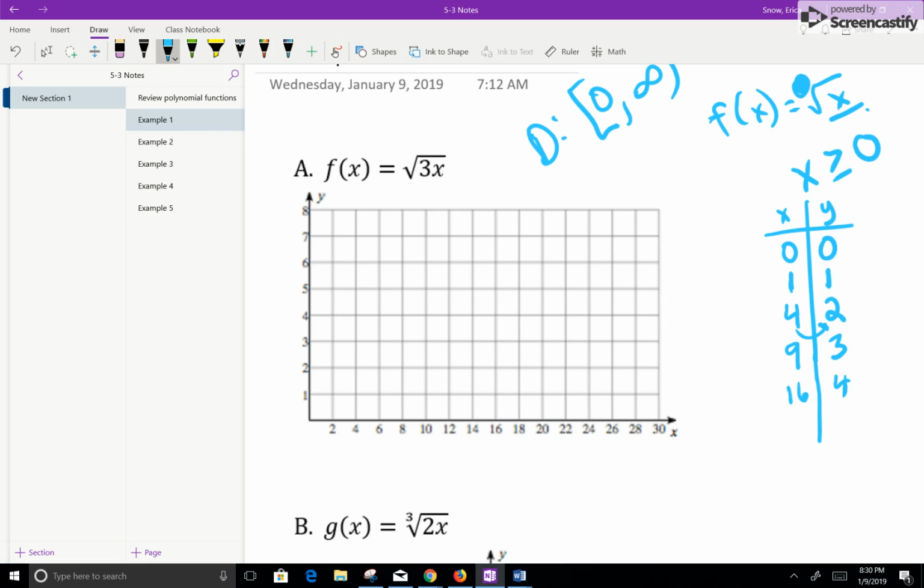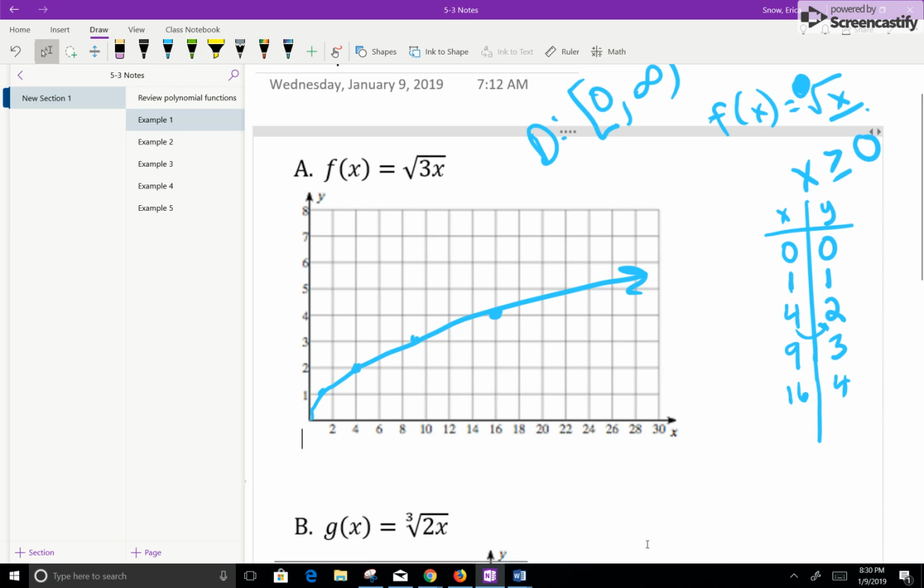So if I put this on my chart here, what you should notice is that it kind of looks like half a parabola on its side. And that is what it's supposed to look like. So what we're doing with these radical equations is we're taking those parent functions of the polynomials and turning them on their sides, and then looking at where the domain and range is limited.